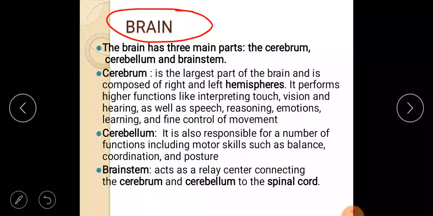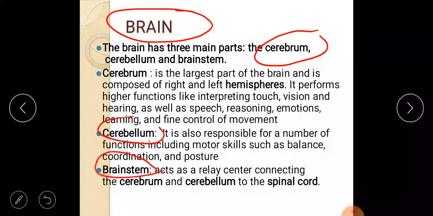Brain normally weighs 1400 grams, which is the average weight of the brain of a human. The brain has three main parts. Number one, the cerebrum. Second is the cerebellum, and the third one is the brainstem. Brainstem is also known as medulla oblongata.